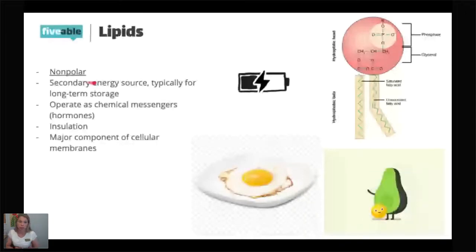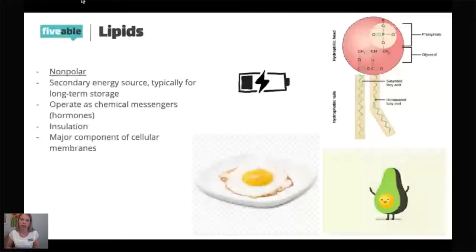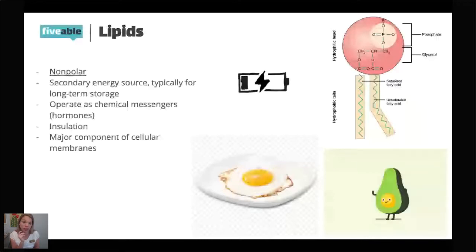So lipids, one of the most important things you have to know about them, they have what's called a non-polar structure. Non-polar. So if something is non-polar, is it gonna be hydrophobic or hydrophilic? Hydrophobic. Very good, Salika. So fats are going to be hydrophobic.